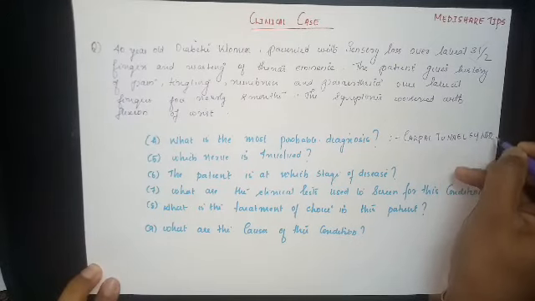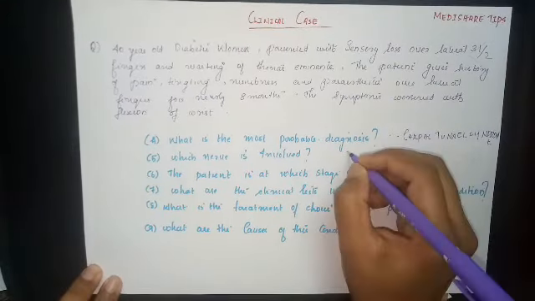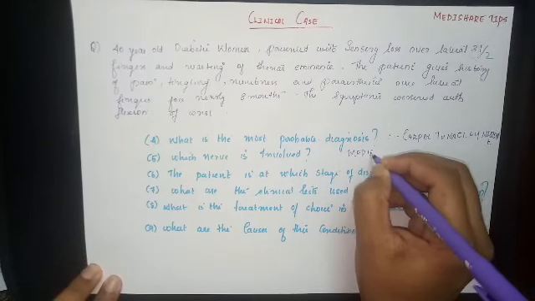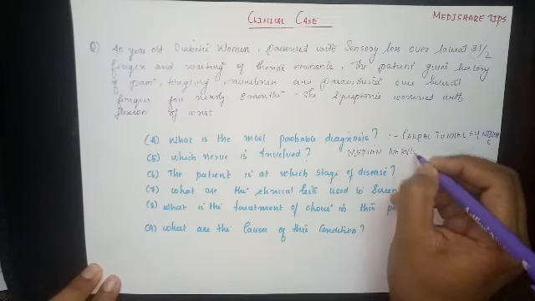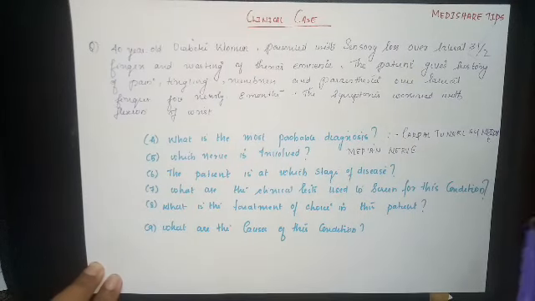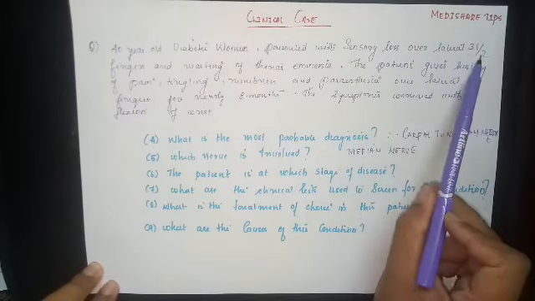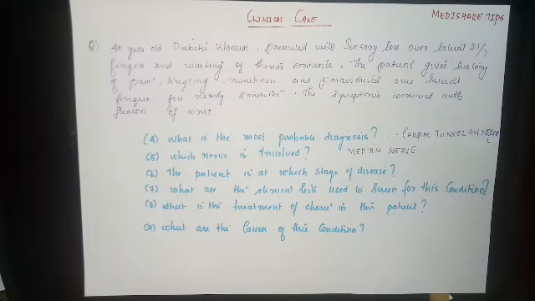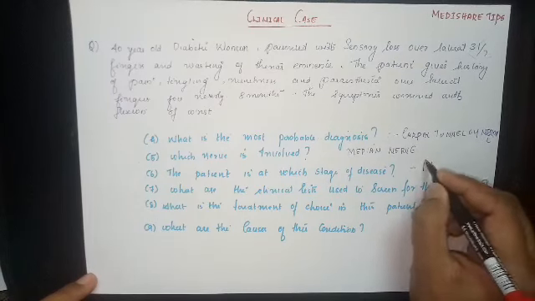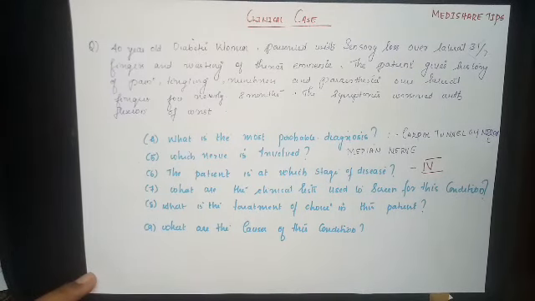Which nerve is involved? Definitely the median nerve is involved. And the patient is at which stage of disease? It is mentioned that the patient has sensory loss of the lateral 3.5 fingers and wasting of thenar eminence. So the patient is in stage 4. Clinical tests used to screen for this condition include Phalen's test, the median nerve compression test, the median nerve percussion test, and the tourniquet test.